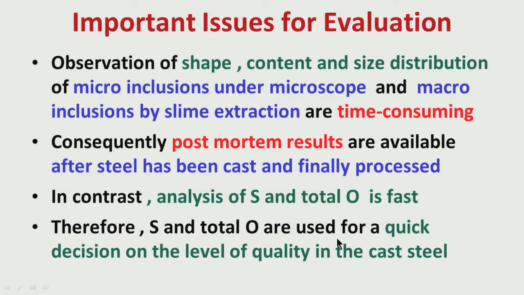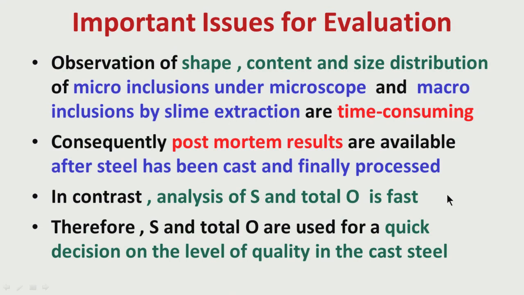There are always, as I have told, particular steel applications depending on the quality. So, we can take a decision on disposition of that particular steel cast depending on how much sulfur and how much total oxygen we have obtained. Therefore, sulfur and total oxygen are used for a quick decision on the level of quality in the cast steel. This is very, very important. We have to keep in mind that all decisions nowadays are taken based on sulfur and total oxygen at the stage of cast itself.